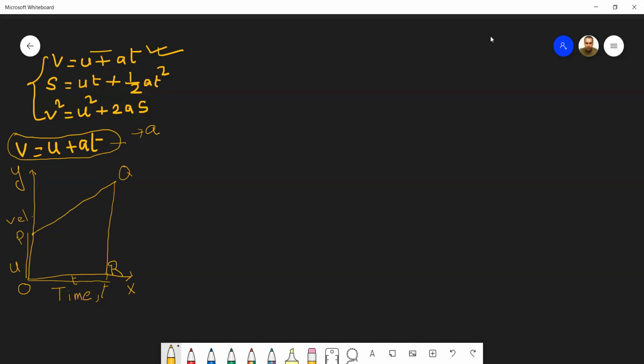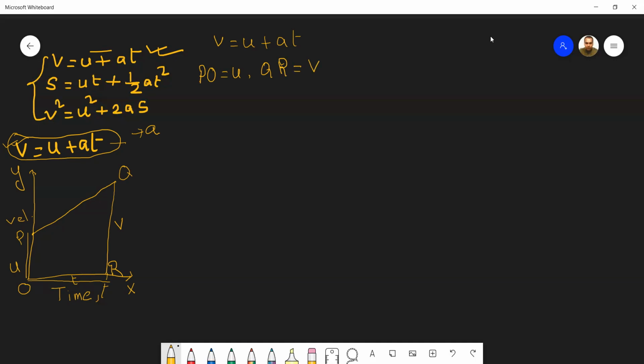Now we have to derive this particular equation, V equal to U plus AT. So how can we do it graphically? The body initially starts with an initial velocity U, and after a time t, its final velocity is, suppose, V. This QR is equal to V. So let me just write here PO equal to U and QR is equal to V.